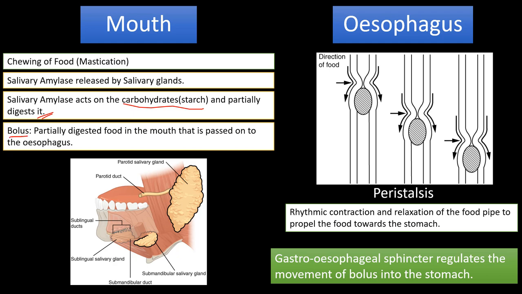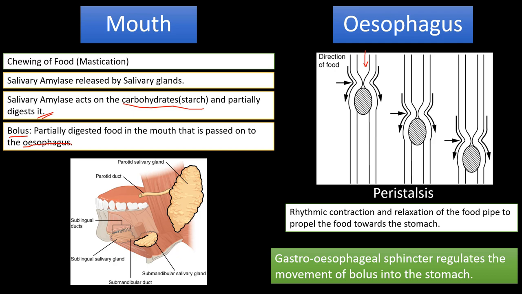And this bolus is going to be passed on to the esophagus. Now when the food moves to the esophagus, there has to be a movement from the esophagus to the stomach, and this movement is called peristalsis. Okay, it is going to be helped by the process of peristalsis. So what is happening here is, you can see in the picture, you have the mouth, and from here the food is going to be moving. Peristalsis means rhythmic contraction and relaxation of the food pipe.